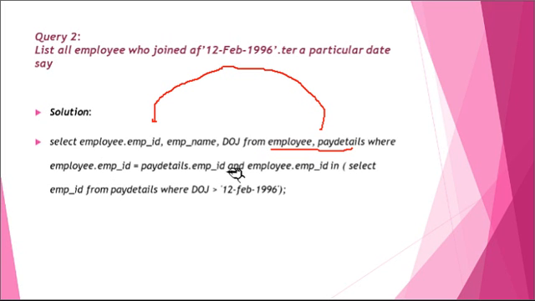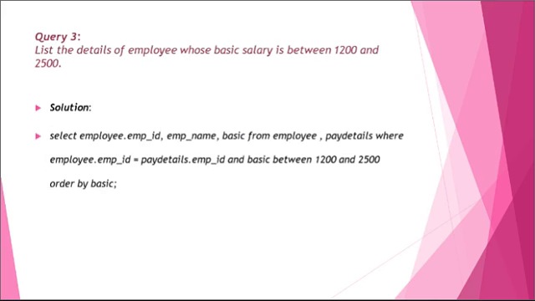And now I have to select employee ID from pay detail where date of joining is greater than 12th February 1996. So this query will give me the output: employee ID, employee name, date of joining after 12th February 1996. And this will be my output. You are seeing here the date of joining of all the employees is after 12th February 1996. Fine.